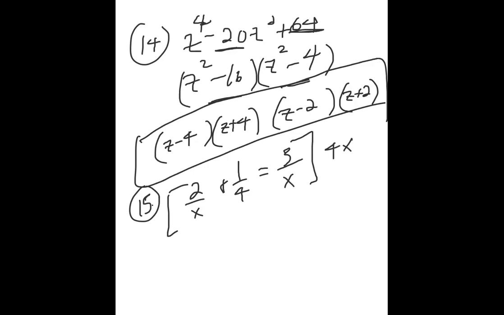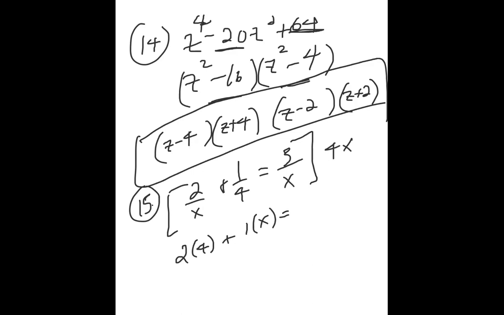If you take 4x and multiply it by the first term, the x's will cancel out, so you'll be left with 2 times 4. For the second term, the 4's will cancel out, so you'll be left with 1 times x. I'm writing it out so you guys can see where it's coming from.